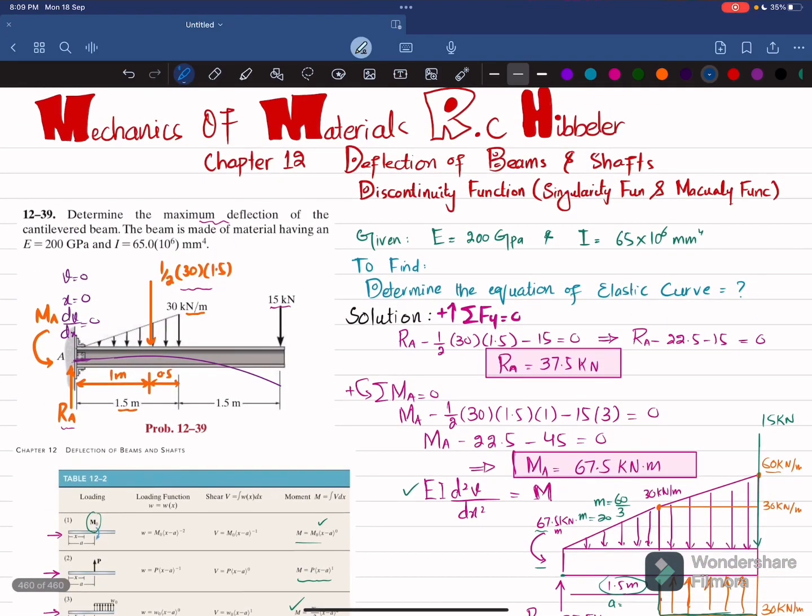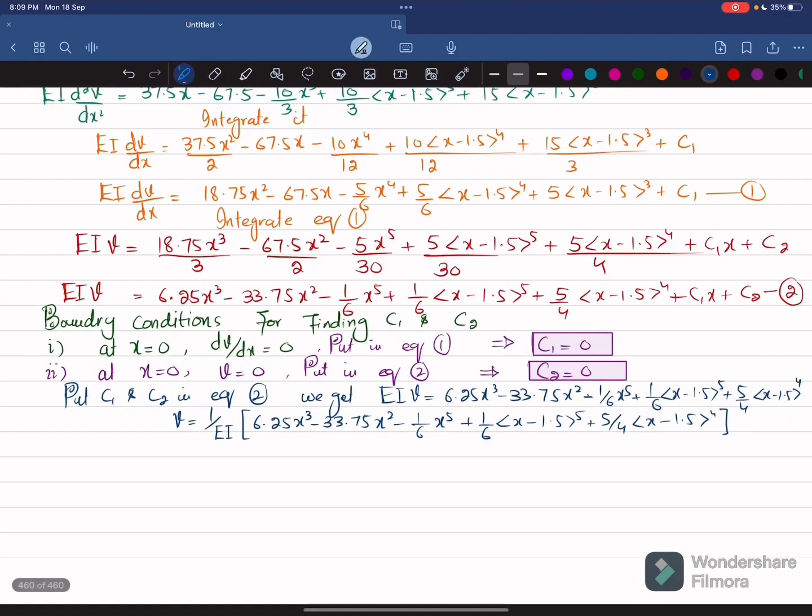Now in the question we have been asked to find the maximum deflection. So maximum deflection will occur at the free end. This is the maximum deflection, and this occurs at x is equal to 3 meter. So put x is equal to 3 meter in this equation.